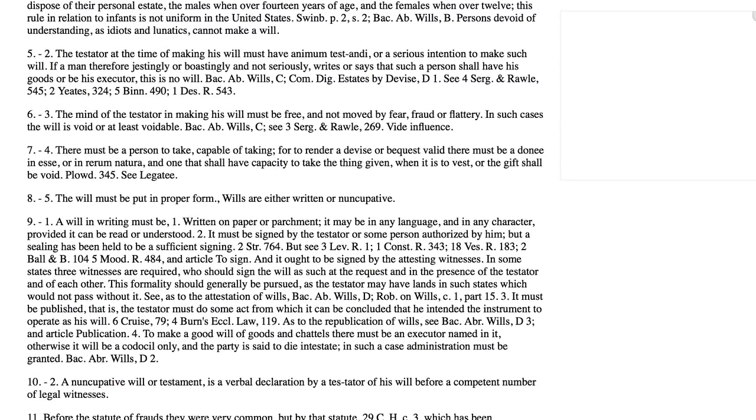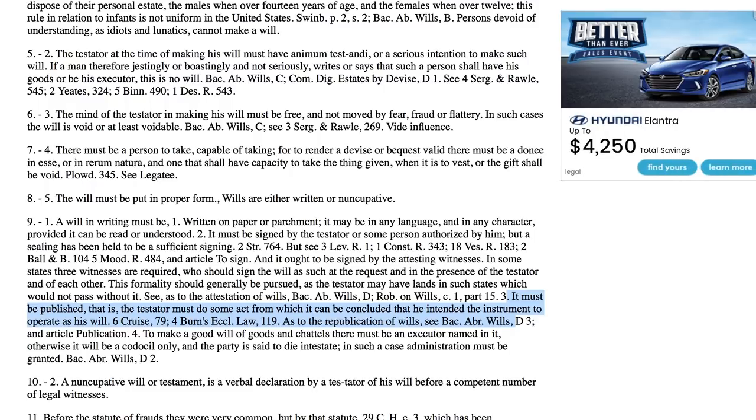And I'm not going to read through this whole thing because this is already getting too long, but I want to show you that here it is. It must be published. That is, the testator must do some act. Remember, we talked about an act. An act is an affidavit, a deed, a proclamation, putting something into positive law, right?